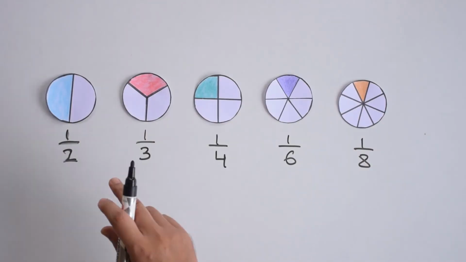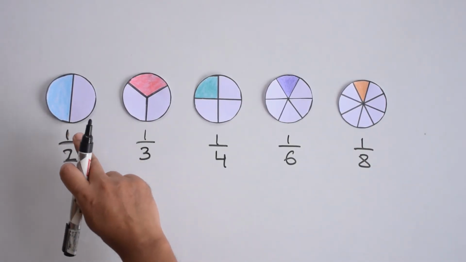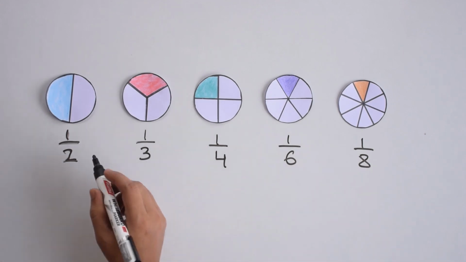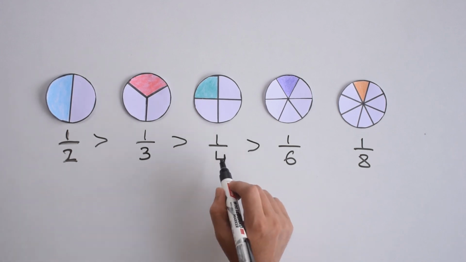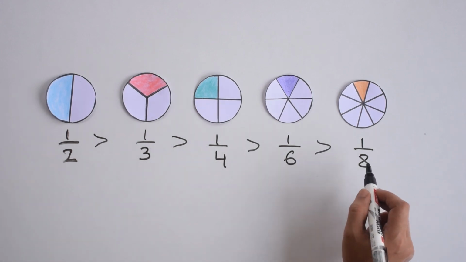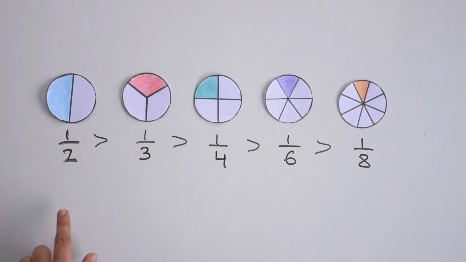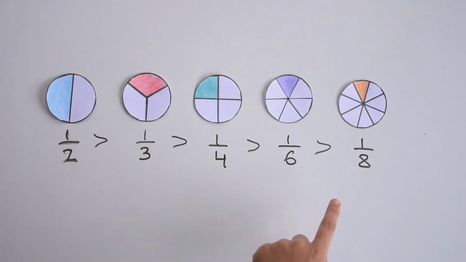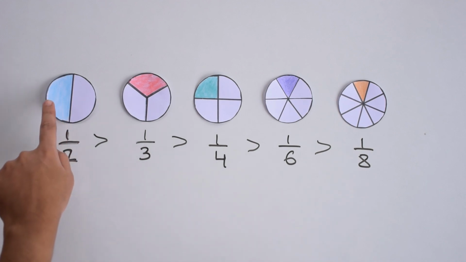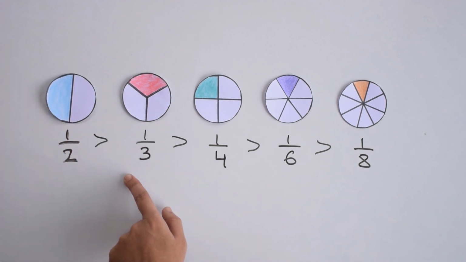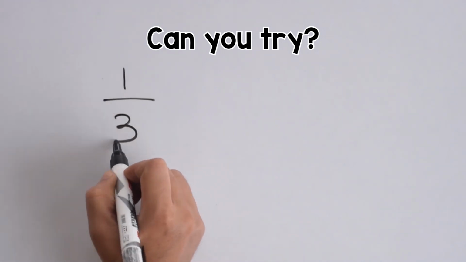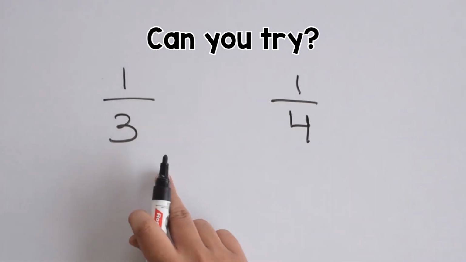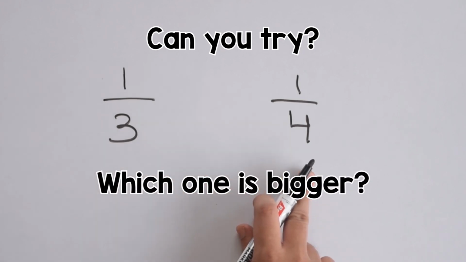Apart from paper strips, we can also use circles and denote the fractions in a similar way. And here also we can clearly see that 1 by 2 is greater than 1 by 3, 1 by 3 is greater than 1 by 4, 1 by 4 is greater than 1 by 6, and 1 by 6 is greater than 1 by 8. So we can conclude that as the denominator decreases, the fraction becomes bigger, or as the denominator increases, the fraction becomes smaller.